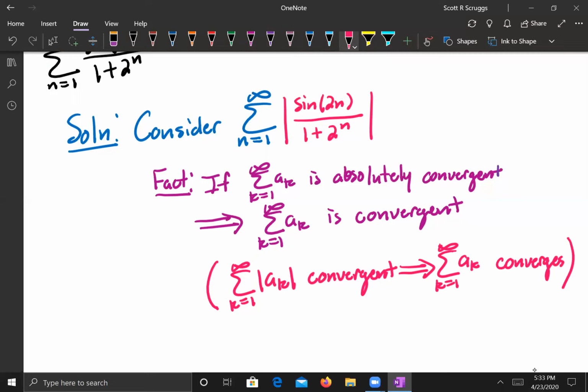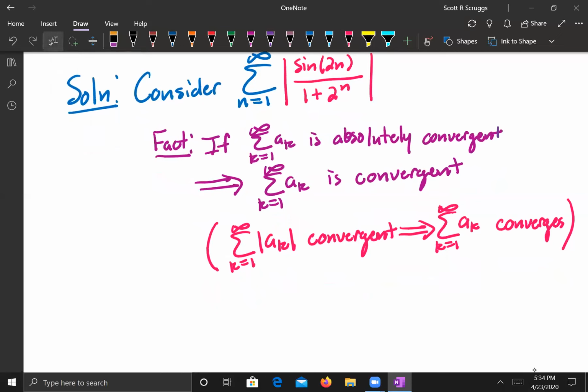So one strategy of showing convergence or divergence of a series, if it's difficult to observe, like with this one with sine, is to try to check convergence or divergence of the series where I take the absolute value of each term. If that's the case, then I say, oh, well, my series is absolutely convergent, which means that the original series is convergent. So that's what I'm going to try to show.